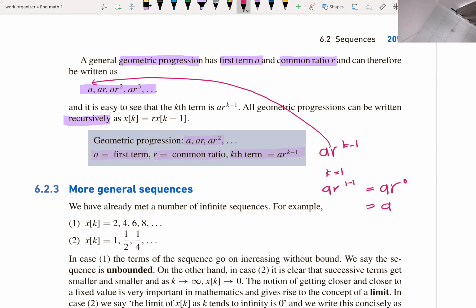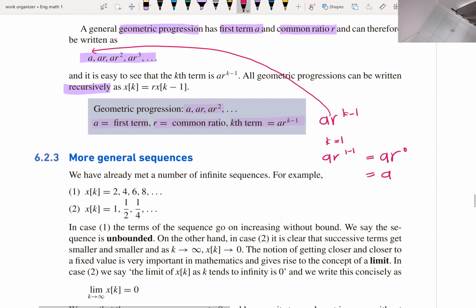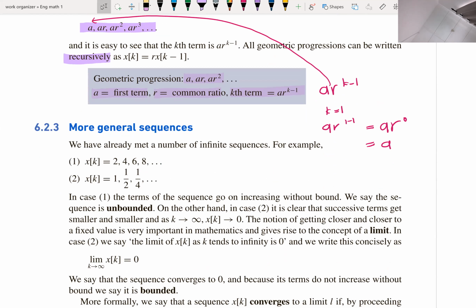Now we are going to enter the topic of limit. We are going to learn about limit. So this is the example. In the first case, s of k equals 2, 4, 6, 8. This is an infinite sequence, because it has dot dot dot at the end.